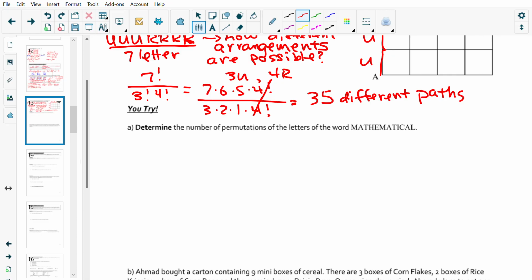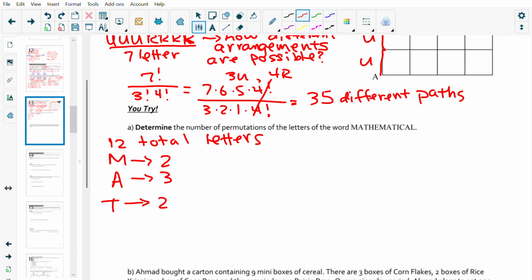Okay. Determine the number of permutations of the letters of the word mathematical. Pause here, give it a try, and then come back. Okay, so, all right, we're back. So 12 total letters in mathematical. M, there are 2 of them. A, there are 3 of them. T, there are 2 of them.